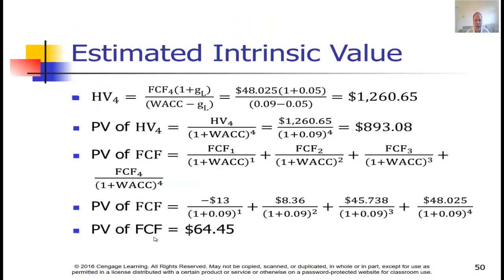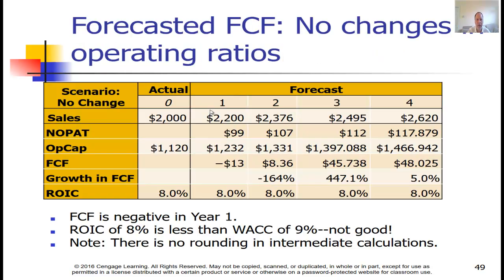The intrinsic value of our company we can calculate as we did in the past. So the horizon value is now in year 4. That's going to be free cash flow year 4 times 1 plus the constant growth rate, over WACC minus the growth rate. What's our free cash flow in year 4? We go back here, free cash flow in year 4 is 48.025.